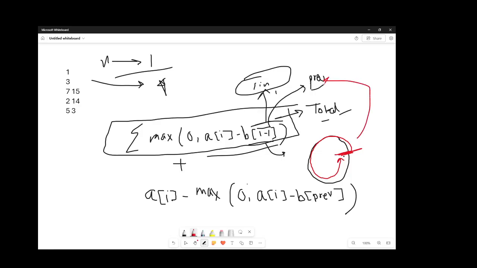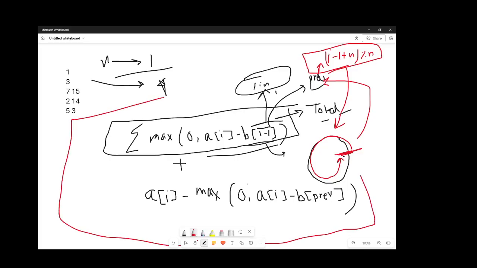So for that we would be using previous as index, and it will be (i minus 1 plus n) modulo n. We all know that this is the circular indexing form, as I told you that we are iterating in a circle. So that was the overall idea of the problem that we have got here.